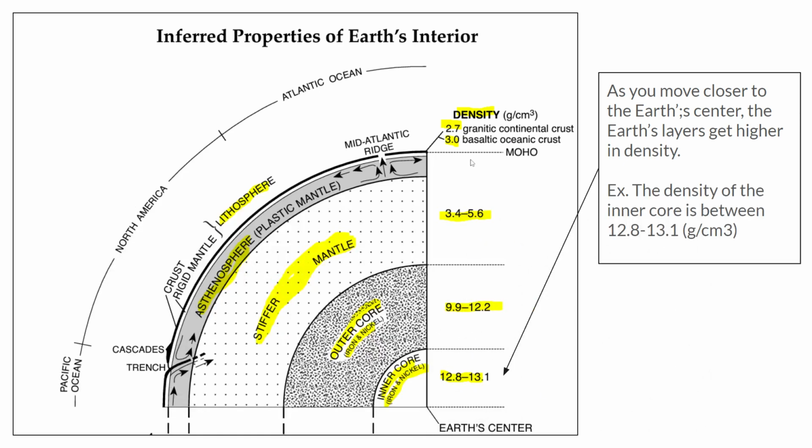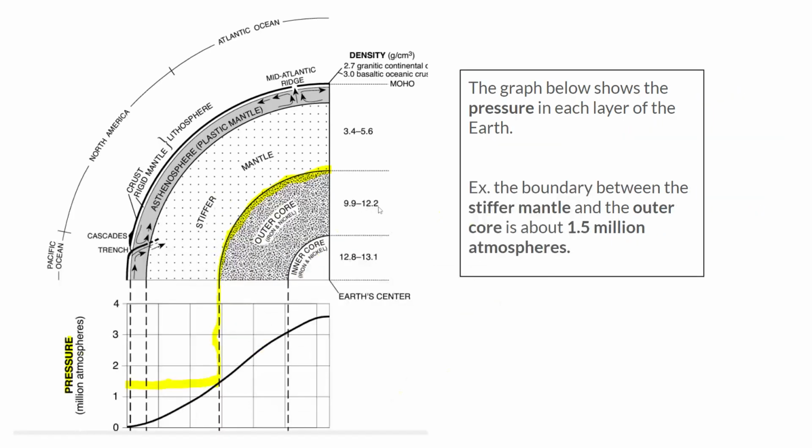So we can also find the densities of each layer on your reference table right here. So we already know the density of the continental crust is 2.7, the density of the oceanic crust is 3.0. You can see the stiffer mantle has a density of 3.4 to 5.6, outer core has a density of 9.9 to 12.2, and so on. You can also notice that as you go deeper into the earth, our density is actually increasing, meaning the inner core is higher in density than the outer core, which is higher in density than the stiffer mantle, and so on.